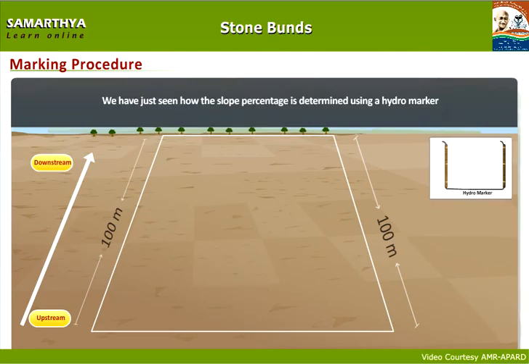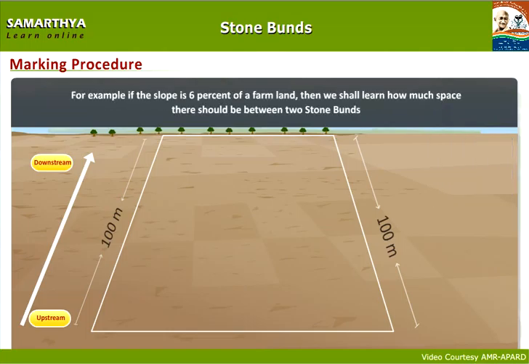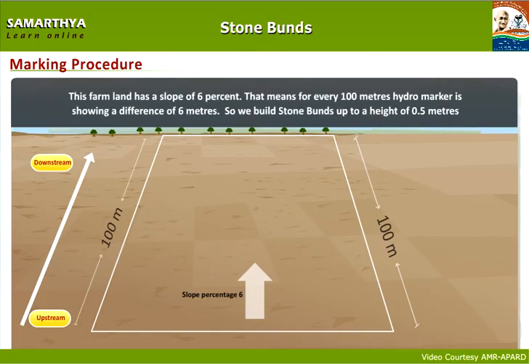We have just seen how the slope percentage is determined using a hydromarker. For example, if the slope is 6% of a farmland, then we shall learn how much space there should be between two stone bunts. This farmland has a slope of 6%. That means for every 100 meters, the hydromarker is showing a difference of 6 meters. So, we build stone bunts up to a height of 0.5 meters.